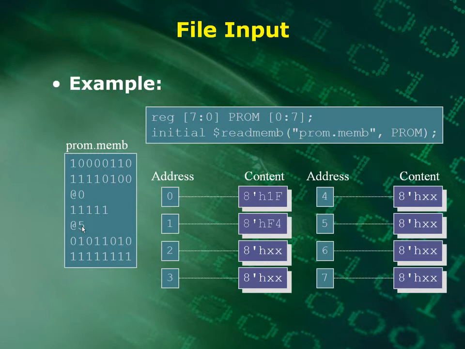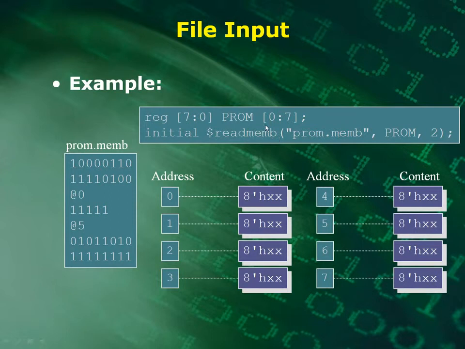Now we change to address 5, we put in our 5A, so we get our 5A. Then the next value, because of the order, is going to go in address 6, so the FF will then go in address 6.